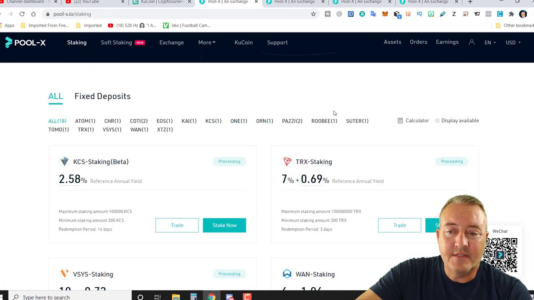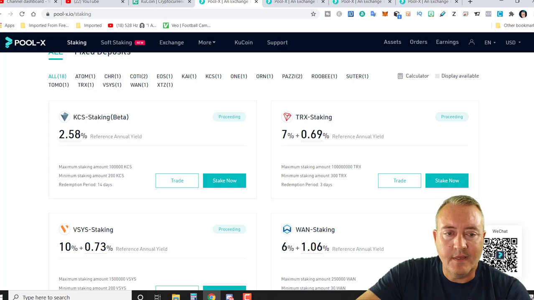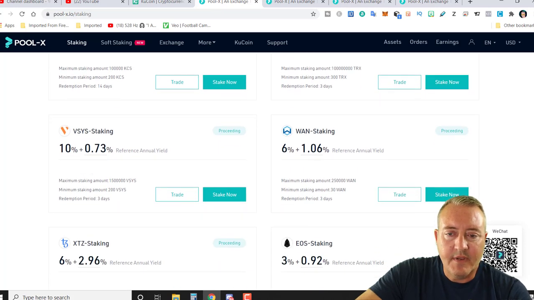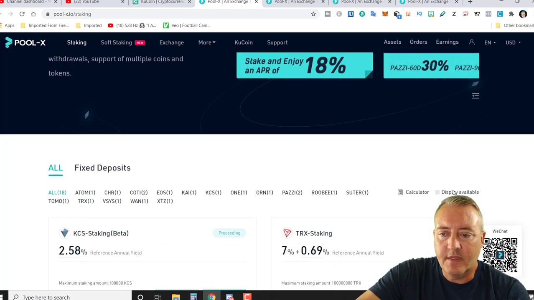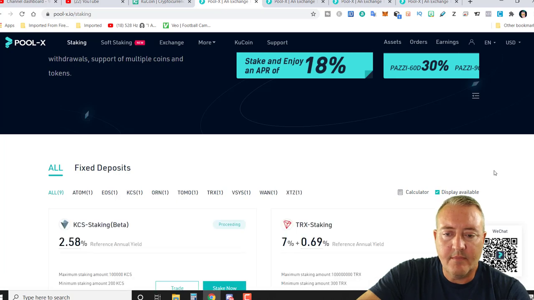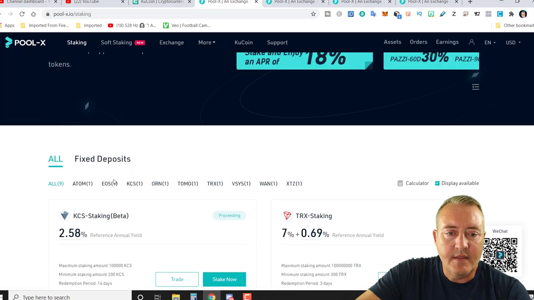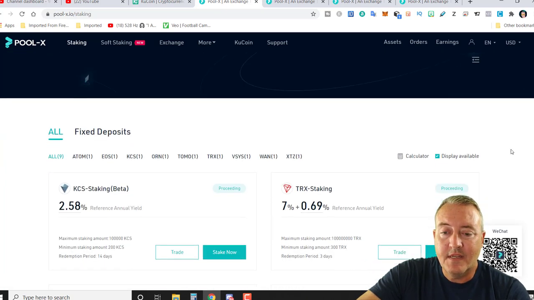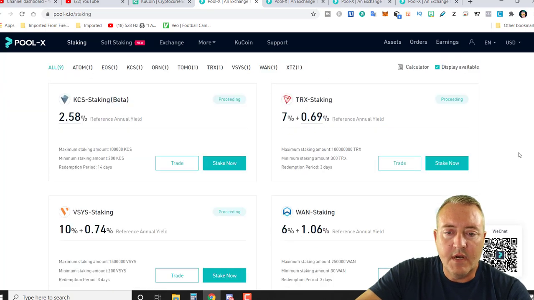And these are all the assets that you can stake with. You got Tron, KuCoin shares, BSYS, etc. You can go ahead and click this little display available right there because there are certain ones that are fixed deposits that are not available right now. But these are available, and you can just go ahead and click on stake now.